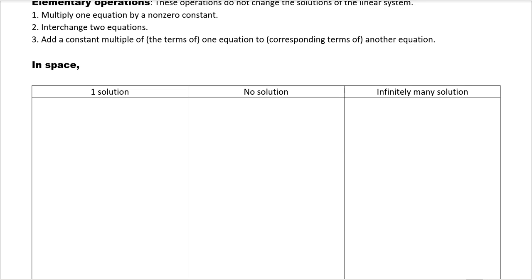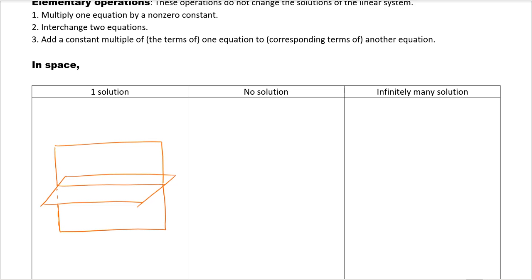So let me try to draw the picture. We have one plane, and then we have another plane, and then we have the third plane. Okay, and you can see the intersection right here. This middle point, you can see those three planes intersect together and we get a unique solution. So this is the picture of it.